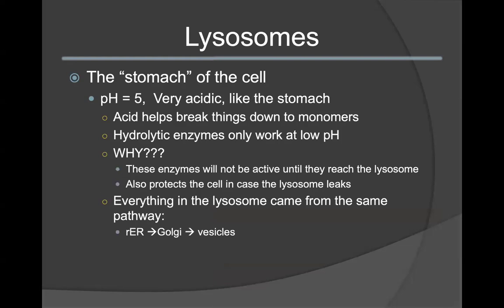An important thing to know about the structure of lysosomes is that it has a very acidic environment, very much like the stomach. Lysosomes sit at about a pH of 5. That's important to note because the overall pH of the interior of the cytosol sits at about 7.4. Because it is acidic, this will help to break things down into monomers.